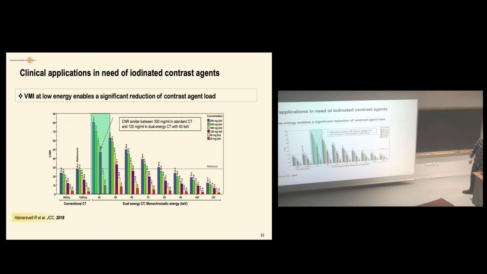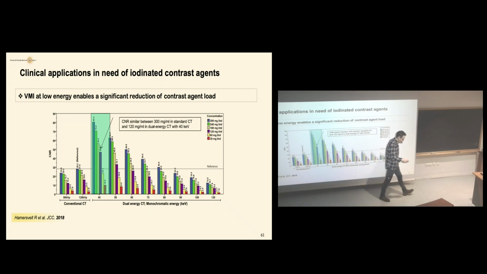Okay, so now we talk about technology, and here that study from colleagues in Utrecht is important because it shows you the clinical benefits of virtual monoenergetic images. We saw that at low energy you increase your attenuation, and in fact you increase your contrast, and this is important because here what you see is the conventional imaging contrast to noise ratio within the aorta using contrast agents. This is the reference.